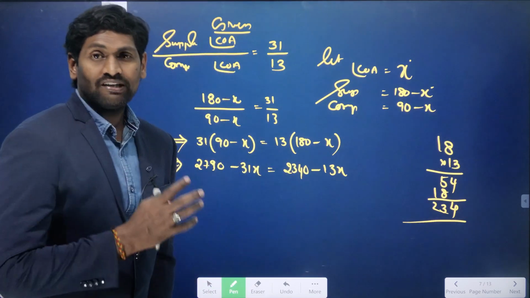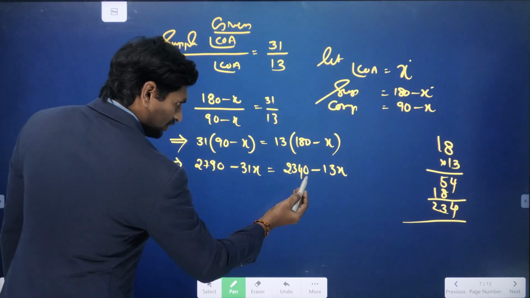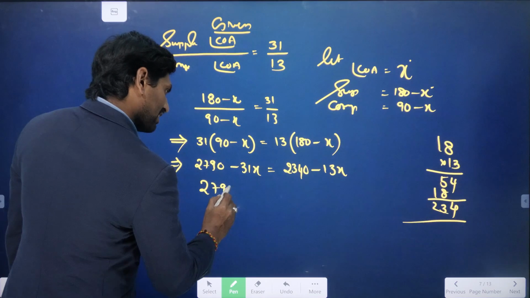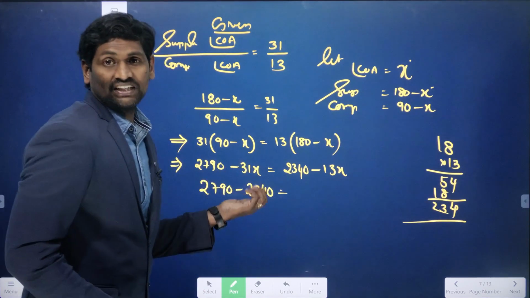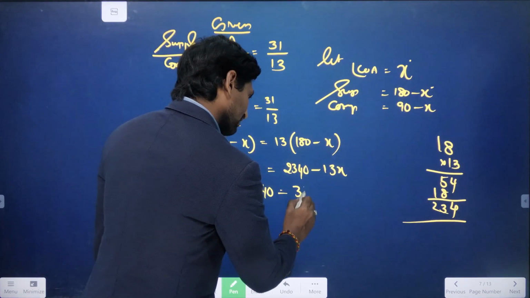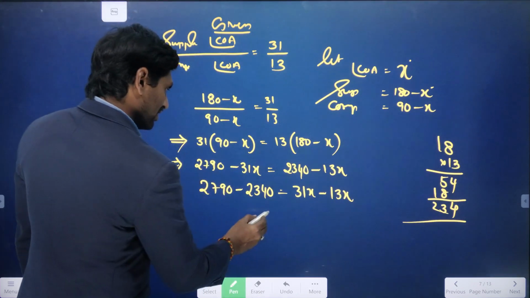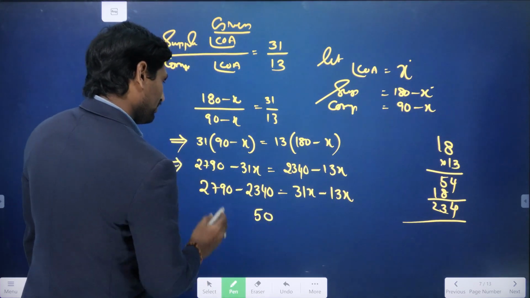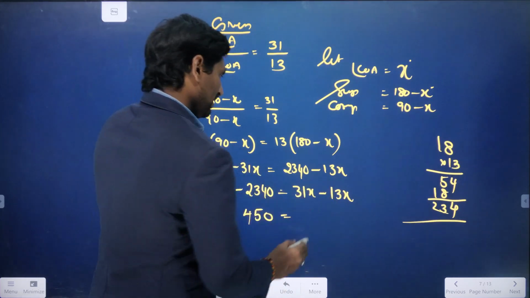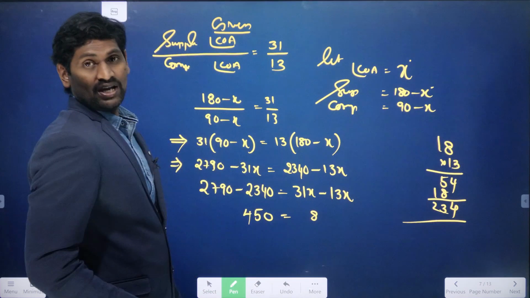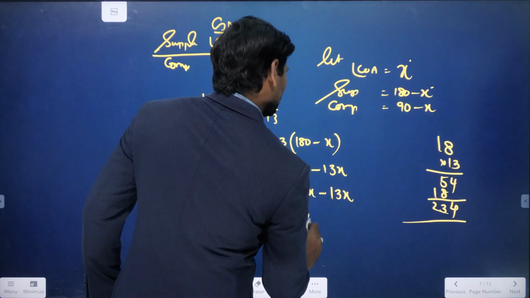Now try to bring all the variables to one side and all the numbers to the other side. Now I am bringing 2340 to this side. So 2790 minus 2340 equals minus 31x transposed to this side becomes plus 31x, here minus 13x. Subtract both of them: 0, 9 minus 4 is 5, 7 minus 3 is 4, 450 equals, here 31 minus 13, nothing but 18x.